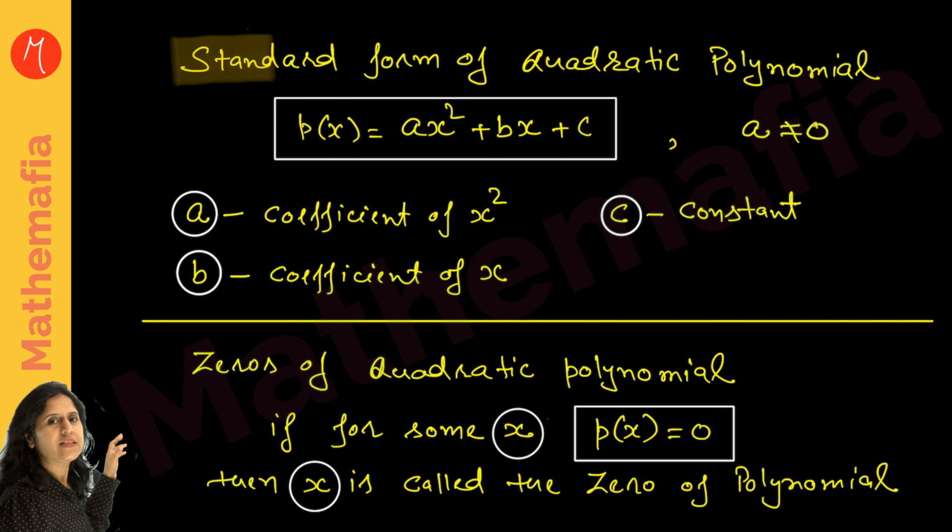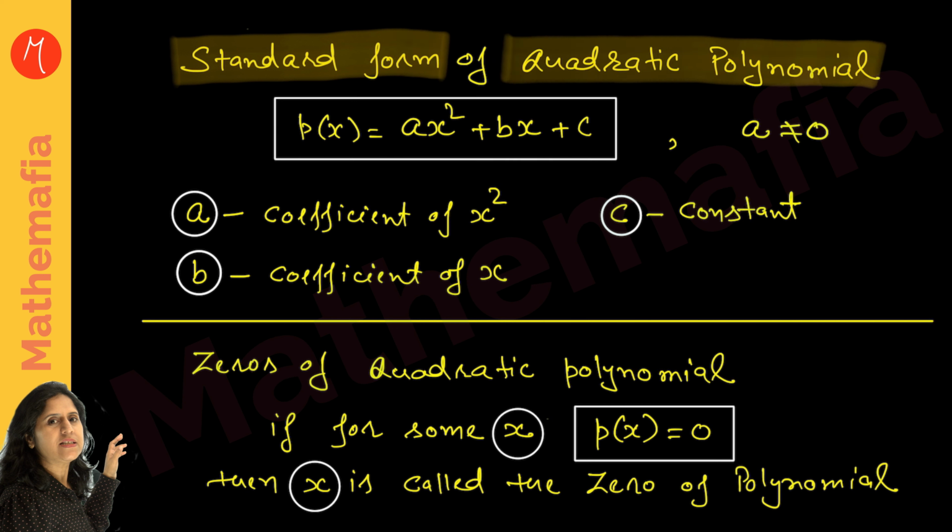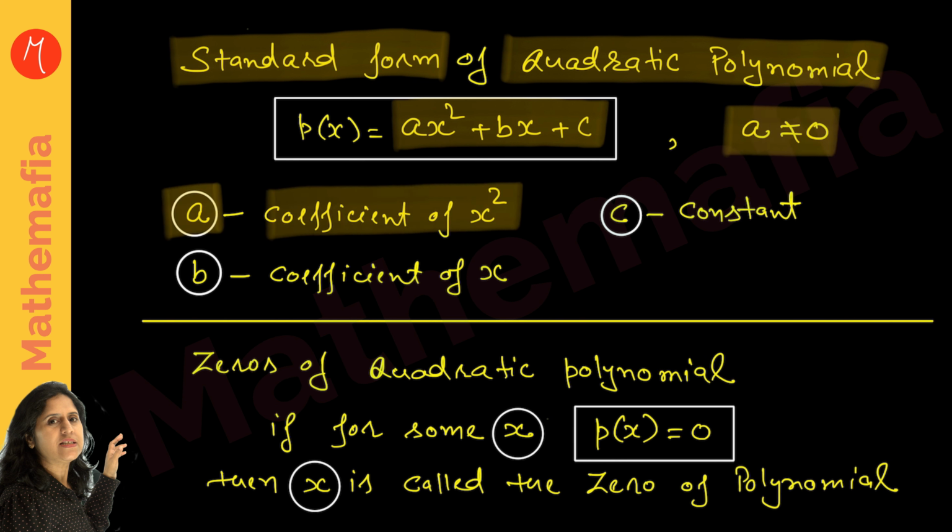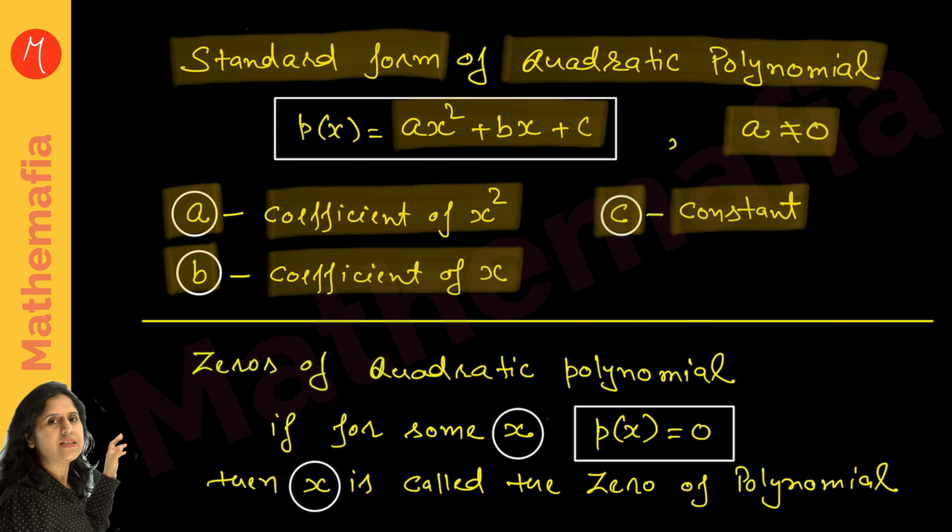Now let us look at the standard form of a quadratic polynomial. p(x) is equal to ax square plus bx plus c, where a is not equal to 0. Here a is the coefficient of x square, b is called the coefficient of x, and c is the constant.